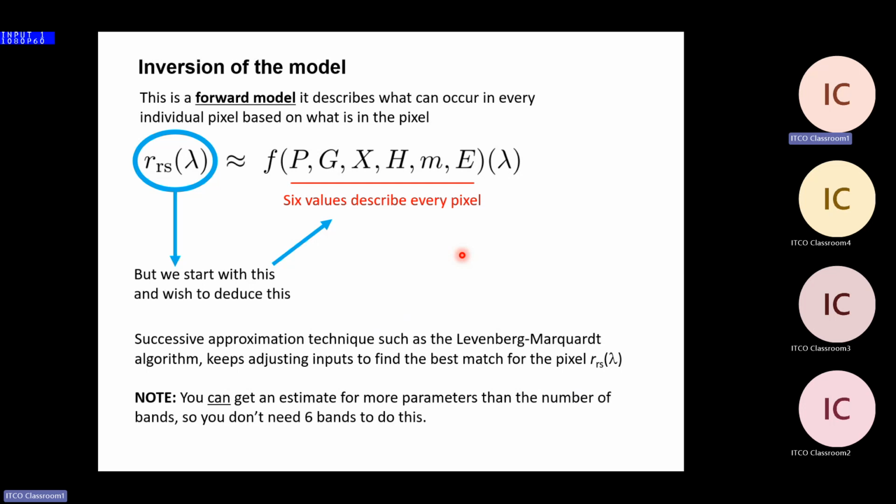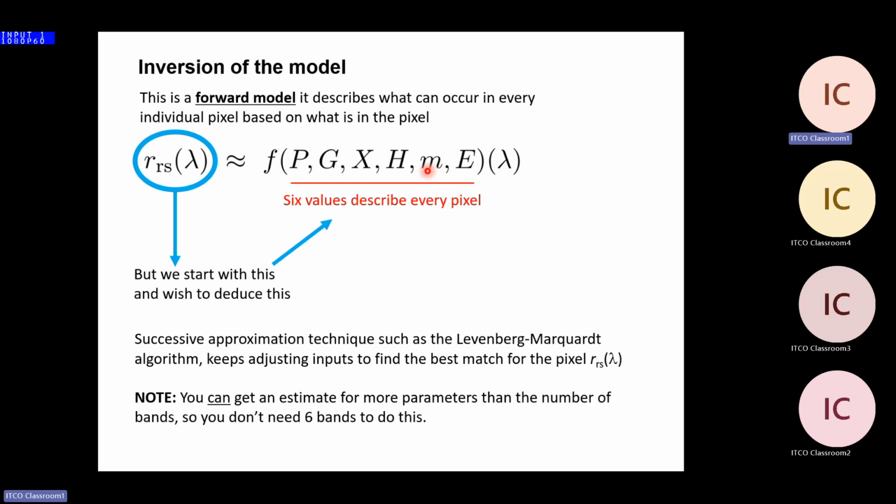And the other thing to bear in mind, which people often don't realize when they say you can't do it, too many unknowns, is that these are constrained values. So P, G, and X, which are concentrations effectively, can't be less than 0. And normally you would put in a maximum value as well. You know something about the area, so you say, this is the maximum I expect phytoplankton to be, and so on. So these have upper limits as well.